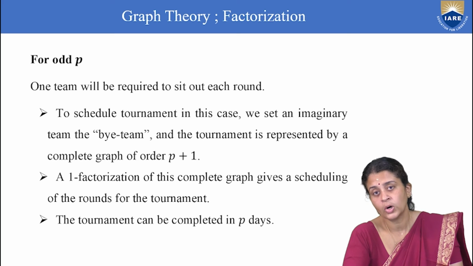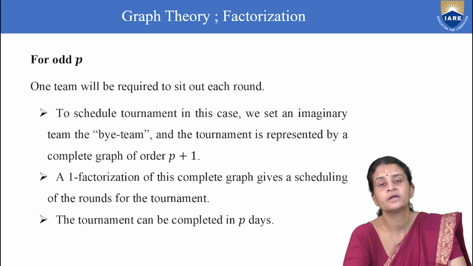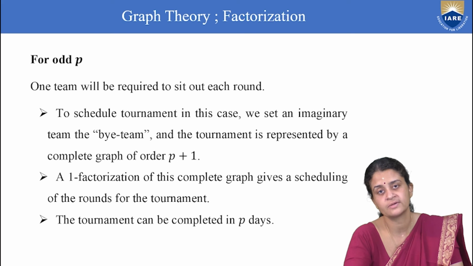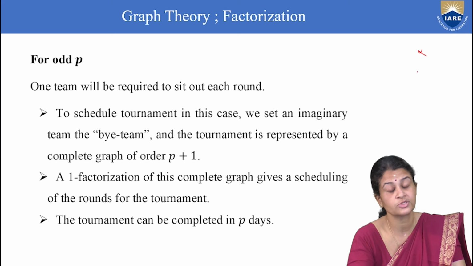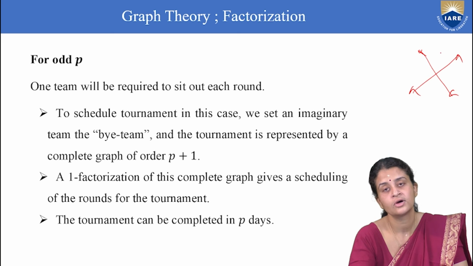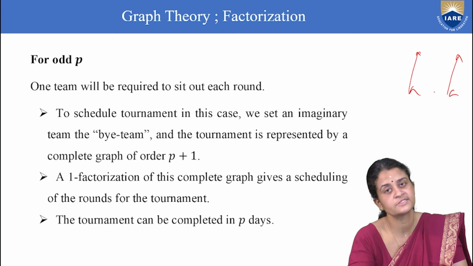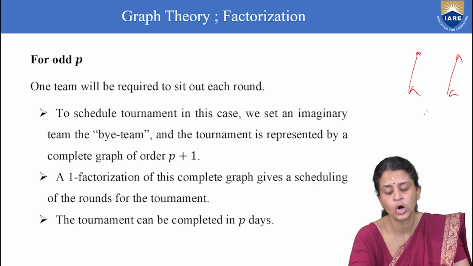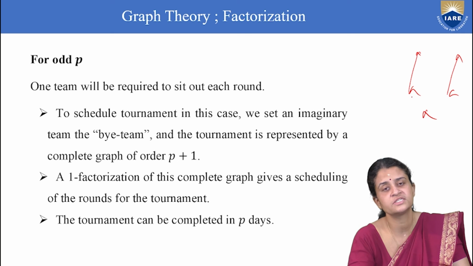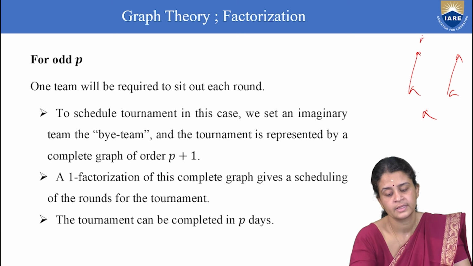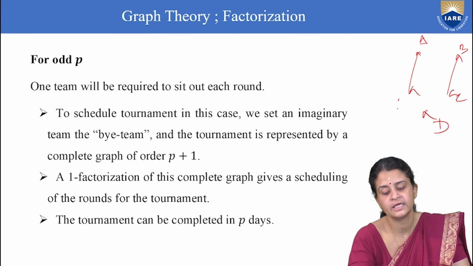So if the number of teams was even, then we can find the matches easily. But if it was odd, one team will have to sit out every day. Suppose the teams are A, B, C, D, and E. If A, E are playing and B, C, then D will have to sit out. Else like this, then E will have to sit out.